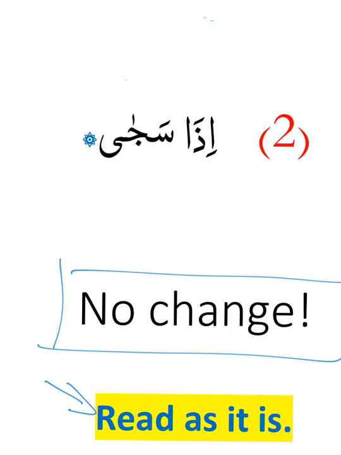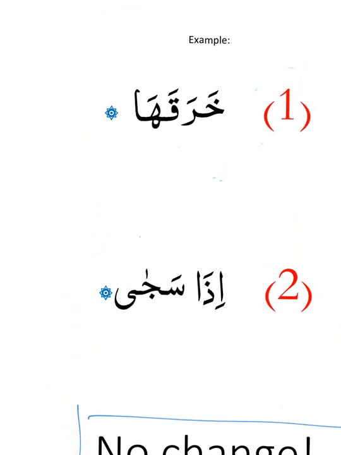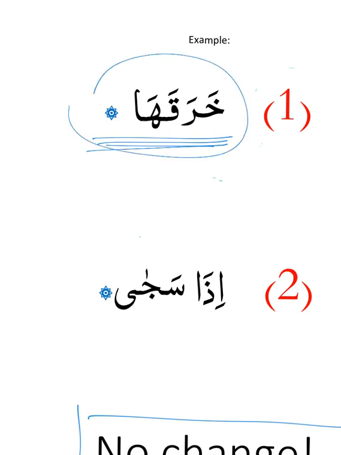So if we look at the examples, that will give us a better idea. So let's read this together. Come on, children. خرقها. That's it. You've done waqf. No need to change anything or add or take away. خرقها. Come on, children, let's read this again together. خرقها. So you don't do anything. When a word ends with an alif, you simply leave it as it is and read it as it is and do waqf. Let's look at this second example.